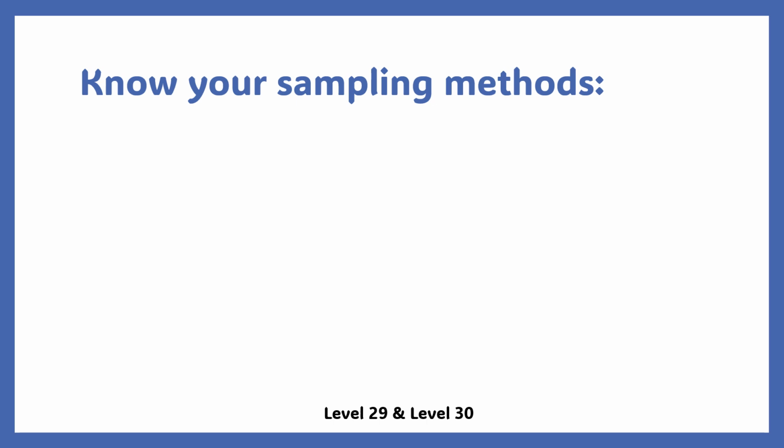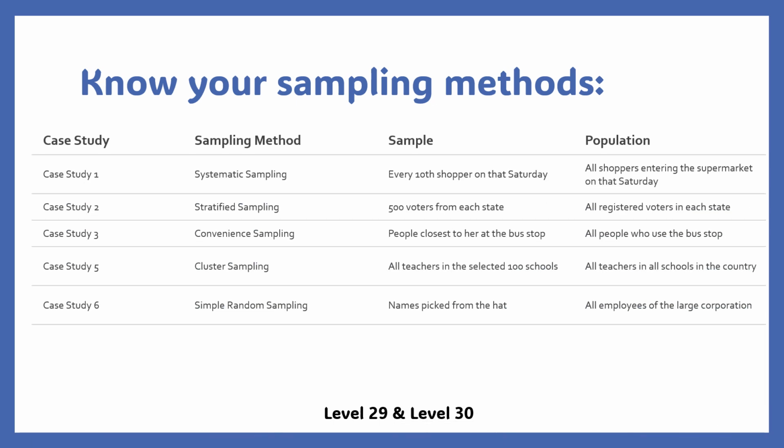I want you to know your sampling methods. I'm going to throw a bunch of sampling methods at you right here. I'm actually going to show you an example. Here's 5 examples: systematic, stratified, convenience, cluster, and simple random sampling. I want to give you just some examples.